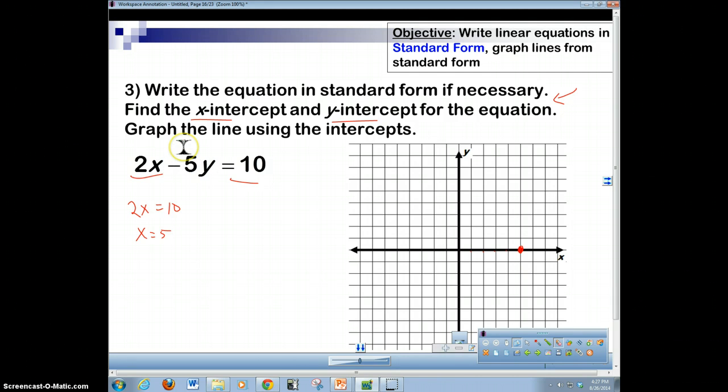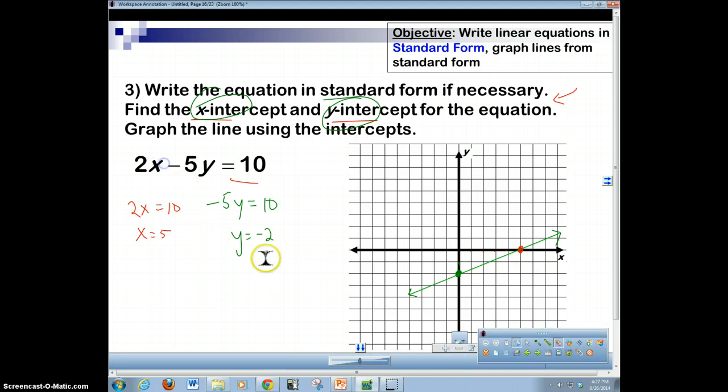Now we're going to do the y-intercept, and we're going to do the same thing. Get rid of x. We don't need to see that. Cover it with your thumb or something. We're going to get negative 5y equals 10. Divide by negative 5, and we're going to get y equals negative 2. So then we're going to go down 2. 1, 2. There we go. Plot that point, and then draw the line between these 2 points like that, and there you go, folks. We just graphed the line using standard form by finding the x-intercept and the y-intercept. Okay, so that's the trick.